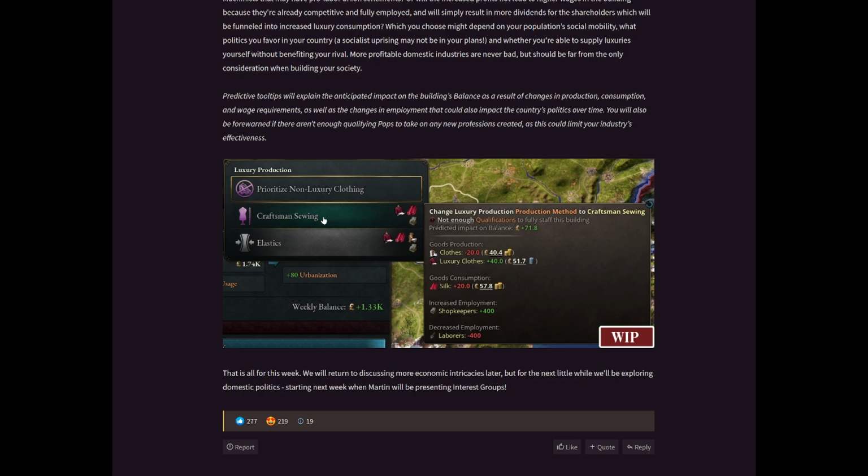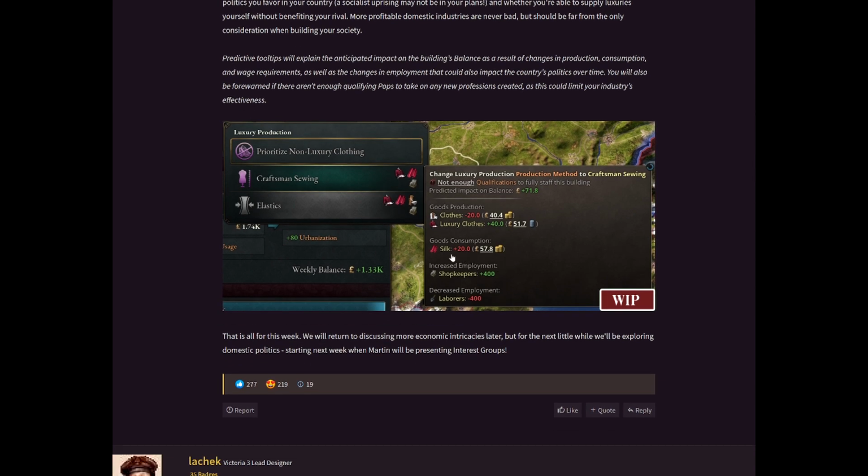There's a warning here if you have craftsman sewing enabled, changing the luxury production method to craftsman sewing: not enough qualifications to fully staff the buildings. Predicted impact though is plus 71.8, so it's a good thing. It's really high. Goods production will go down for clothes, will go massively up for luxury clothes, as you can see here. Consumption will go massively up for silk, as you can see here.